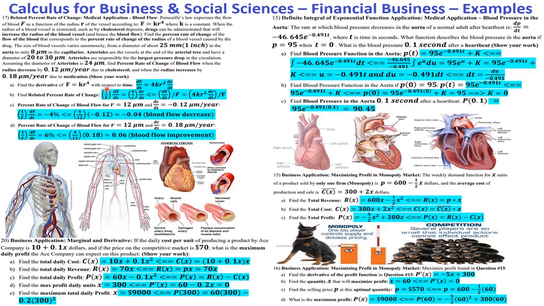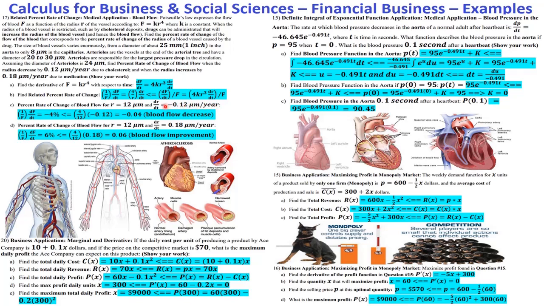When you take the derivative of both sides with respect to time, dF by dt is equal to 4k r to the third dr by dt. Then when you divide both sides by F, you will get the percentage blood flow. So 1 over F dF by dt, which is the percentage, equals 4 over r dr by dt. So the percentage change of blood flow when r is 12 micrometer and dr by dt is minus 0.12 micrometer per year.